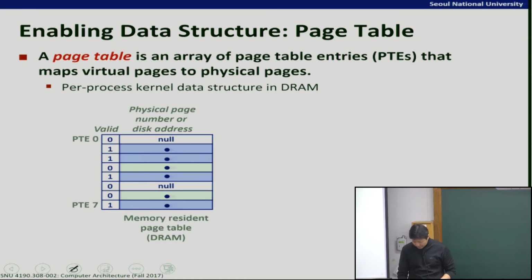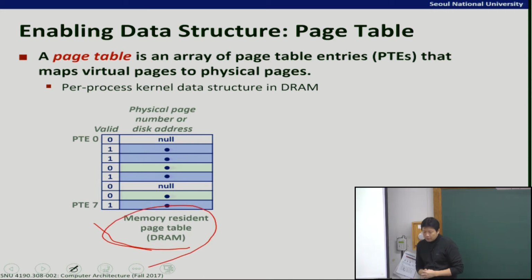And this one shows an example of a page table. This table itself is sitting in the DRAM. I mean, typically it's sitting in memory. So let's say we have a small page table with 8 elements, PTE 0 to PTE 7.